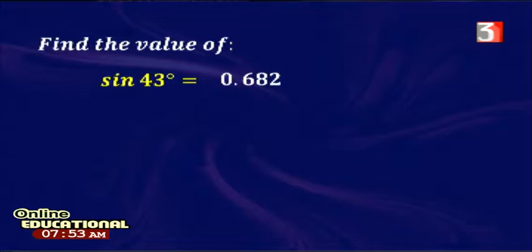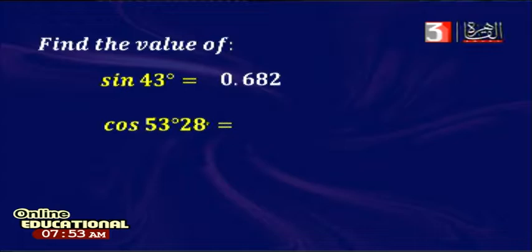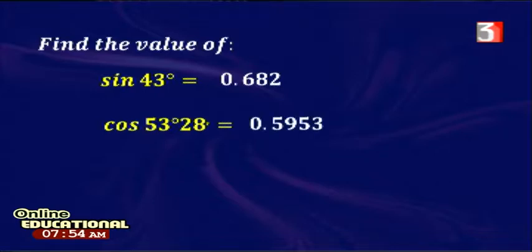So the value of sine 43 degrees equals 0.682. Then what about cosine 53 degrees, 28 minutes? You are going to use your calculators also because it's not one of the special angles. Press the button cosine, then 53, the button degrees, 28, the button degrees, which expresses minutes. Then press the button equal to obtain a result as 0.5953.